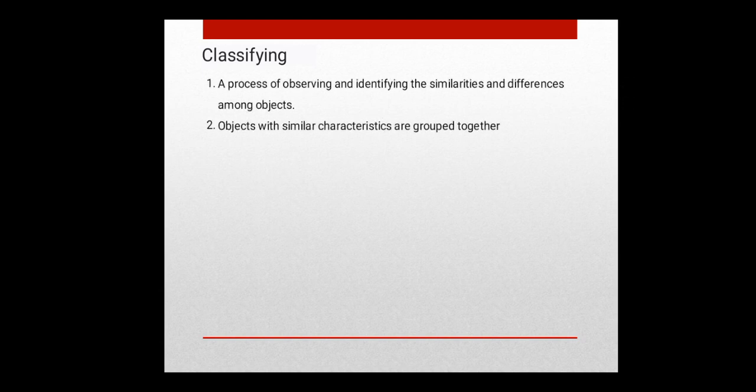Okay, secondly, classifying. Classifying, obviously, comes from the word class. Grouping something. So it is the process of observing the similarities. What is the same in that group of objects? What is the difference? By those similarities and differences, we group them together.